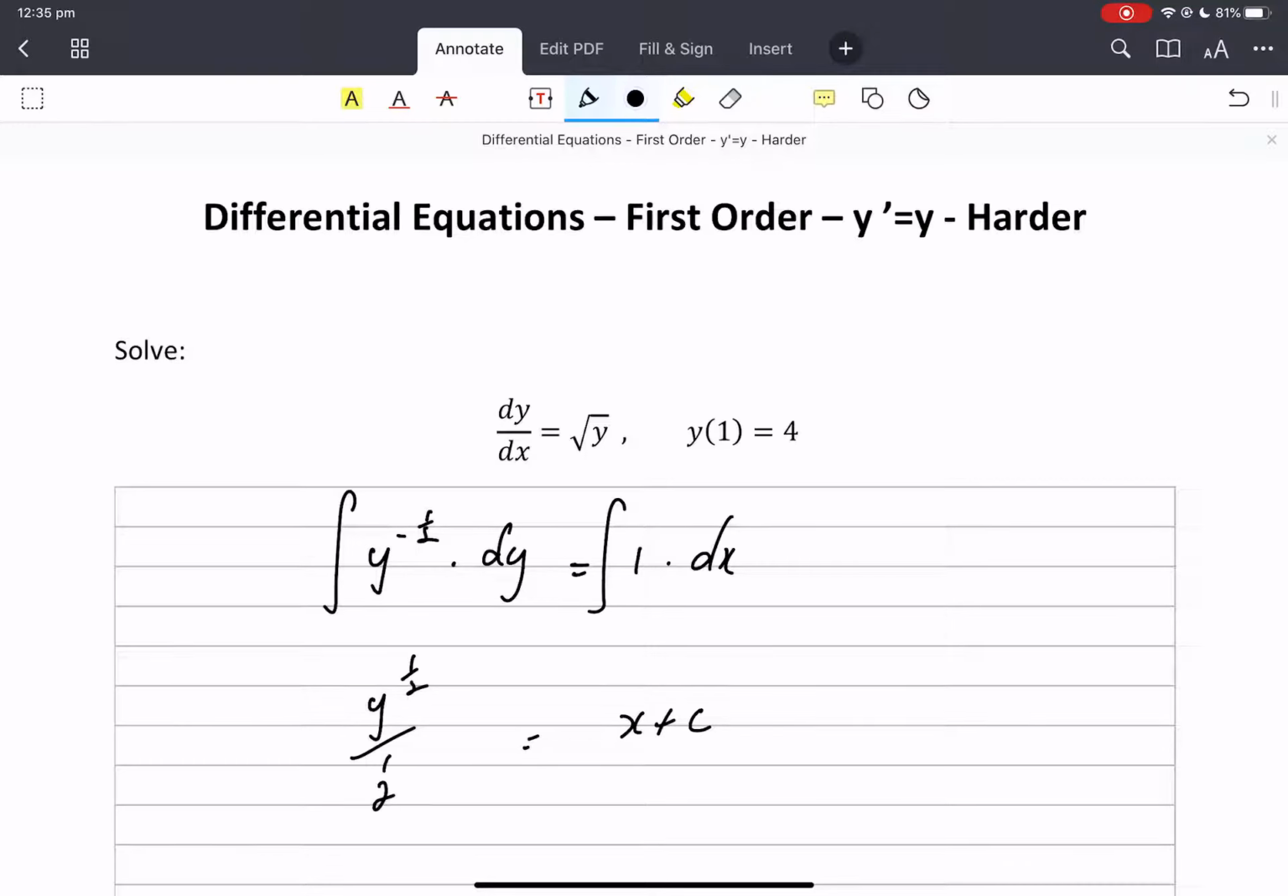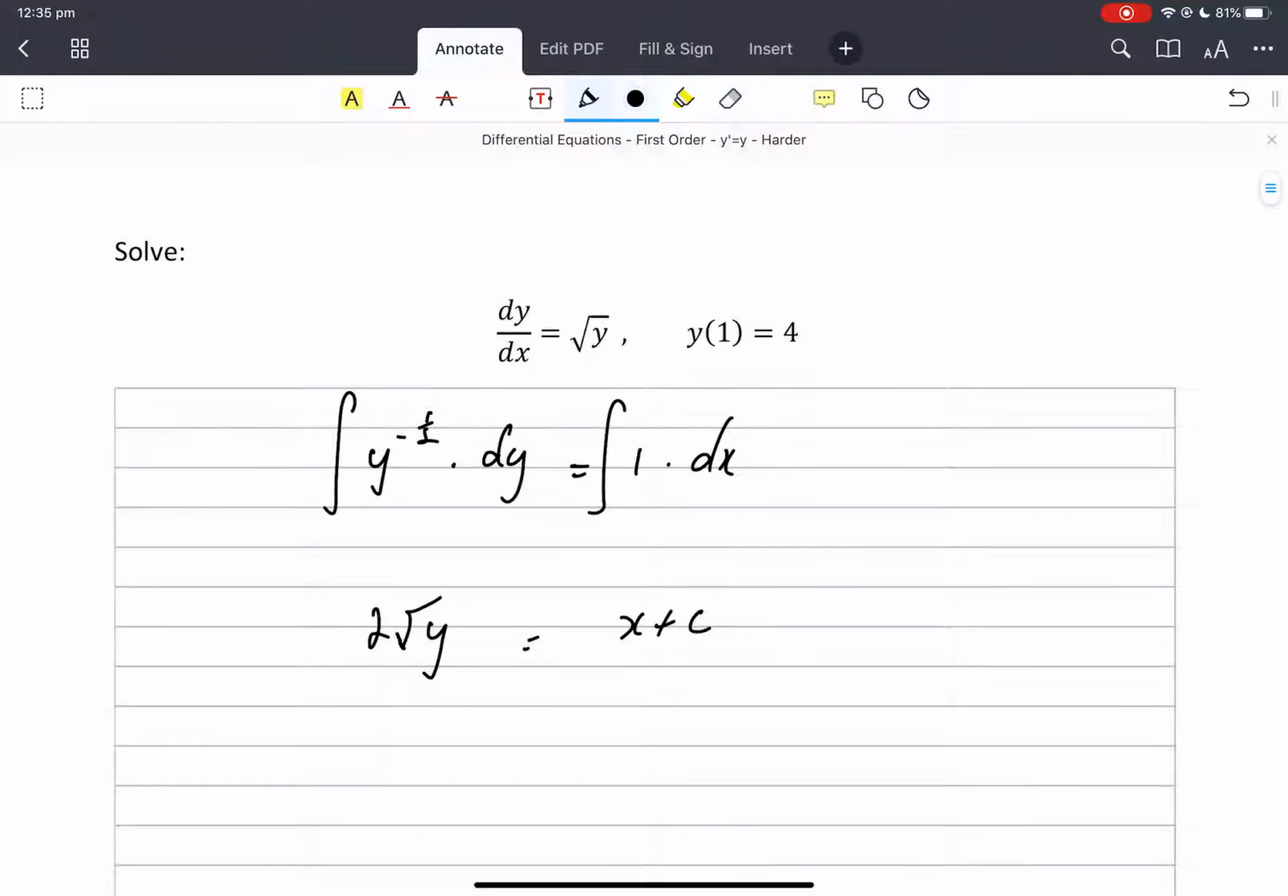Y to the half on a half is just going to be 2 root y. So there you go, there's our general solution. Well, no, it's not really. We would have to get y equals.